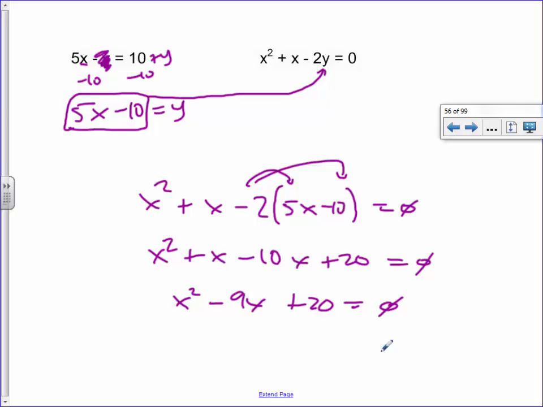We need numbers that add to give the middle number of minus 9. We need numbers that multiply to give 20. I'm pretty sure those numbers exist. Yeah, it's like 5s and 4s. Let me write it out, though, for anyone who needs it. We need numbers that add to give minus 9, and multiply to give 20, and it's minus 5 and minus 4.